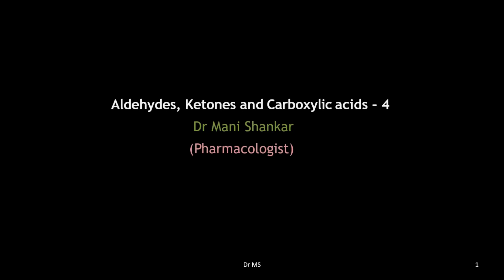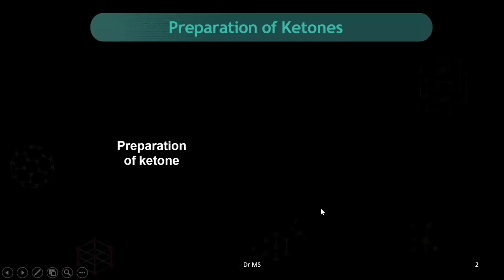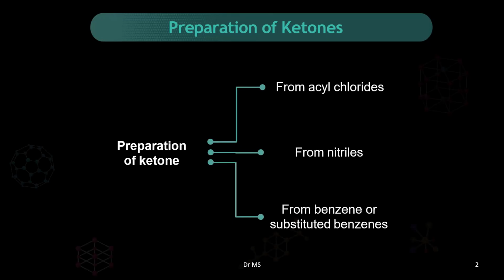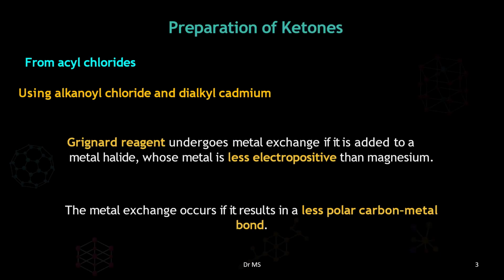So we have discussed the preparations of aldehydes. In this class, we'll be studying the preparations of ketones. The preparation of ketones can be done in three ways. One, from acyl chlorides. Two, from nitriles. Three, from benzene or substituted benzenes. Let's see how we do it from acyl chlorides.